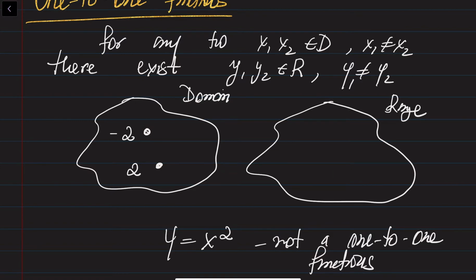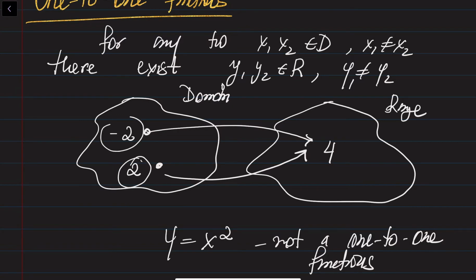And this is not true here, because you can go to 4 from minus 2, and you can go to 4 from 2 as well, right? Essentially, if you substitute 2 or minus 2 here, you would always get 4. So for the two values x1 and x2, which are not equal, you've got y1 and y2, which are equal. Okay, so this is the definition of the one-to-one function.